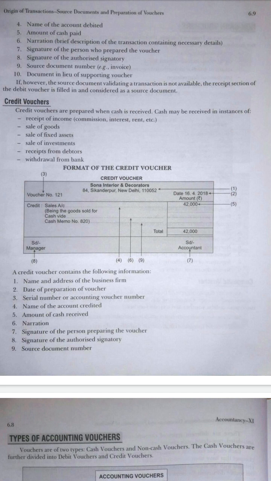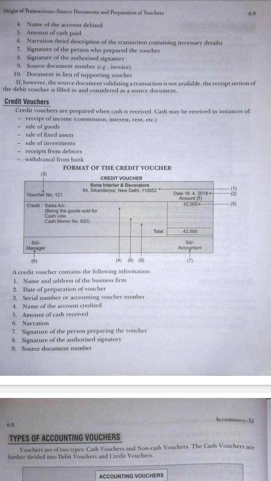This is the format of the credit voucher. See that: the name and address of the business firm, the date of preparation of the voucher, and the serial number. In a credit voucher there will be no revenue stamp column. And the voucher number. The fourth one is the name of the account credited.